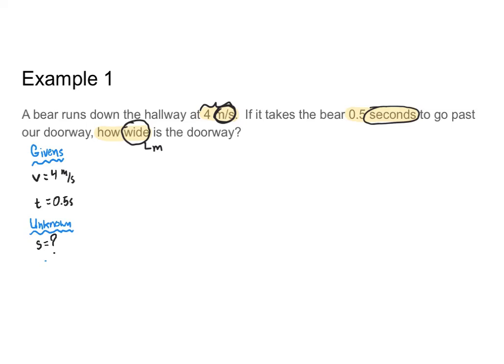Because think about it, at 0 seconds, the bear is here. And at 0.5 seconds, the bear is here. So in that half second, the bear has traveled the width of our doorway. So his displacement is equal to the width of the doorway. So I have my givens, I have my unknown, and it's time to list out my equation.